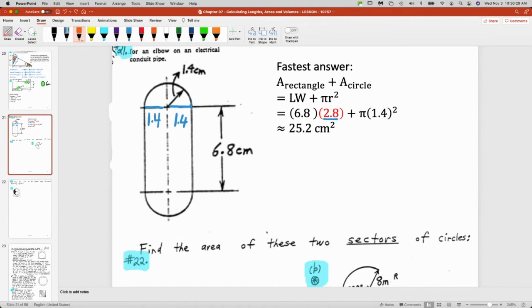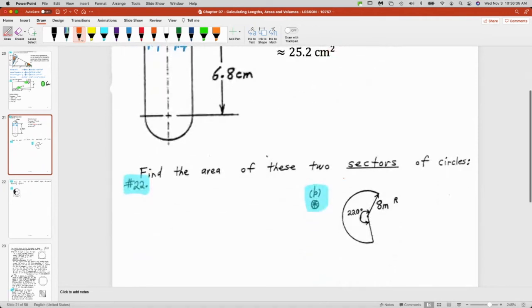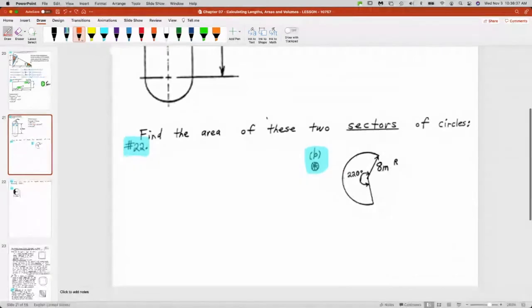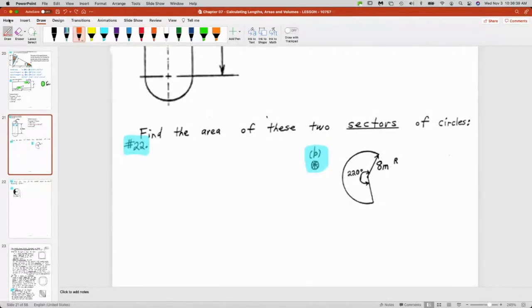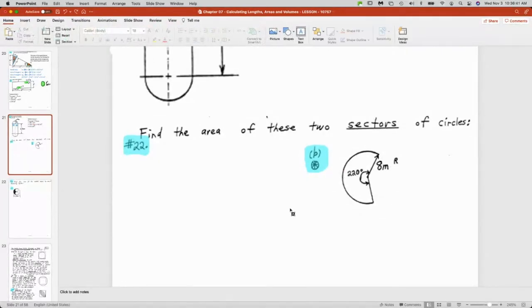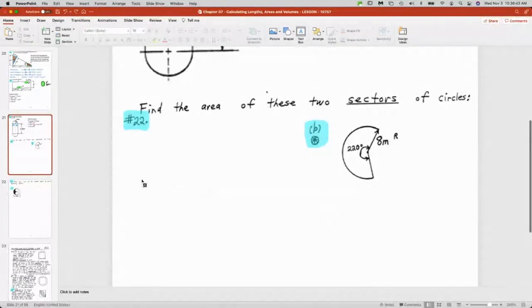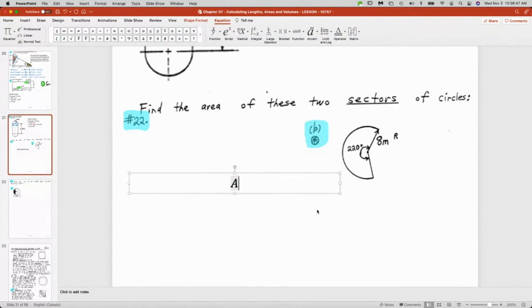So let's talk about the area of a sector of a circle. This is a big one. It's a big question. So I mentioned the formula earlier, I'm just going to mention it here as well. We're doing 22b. This formula is one that is probably the least familiar to people.